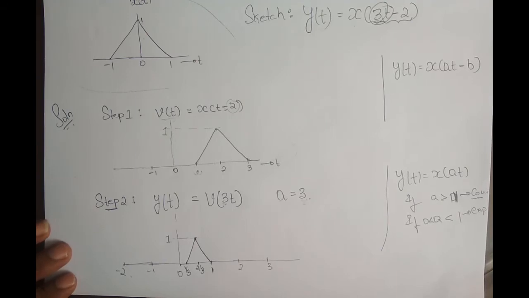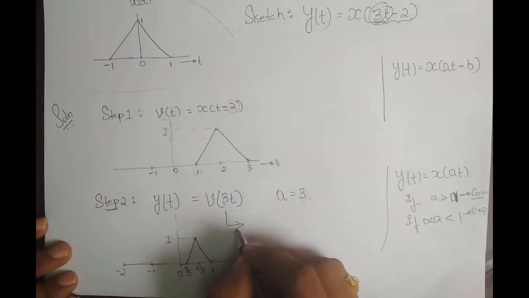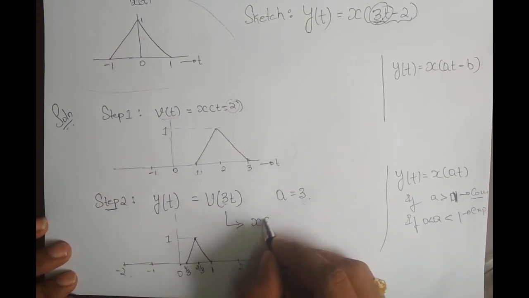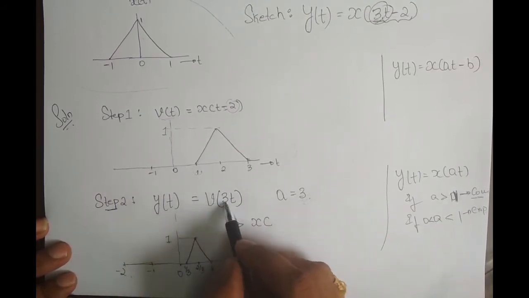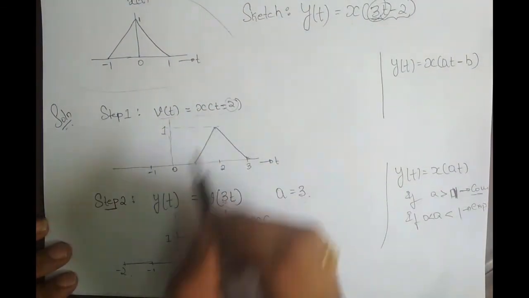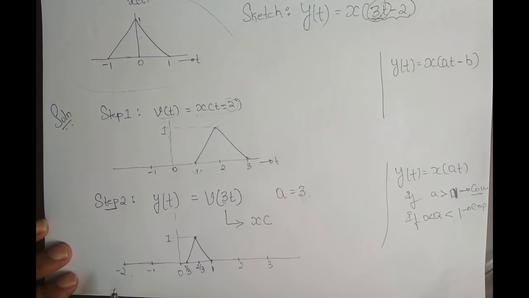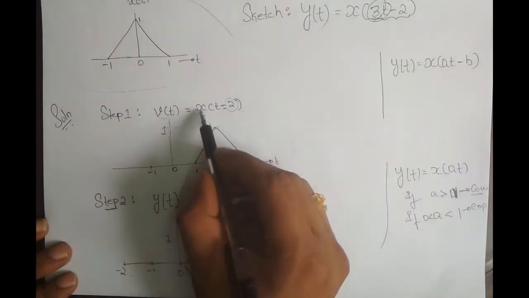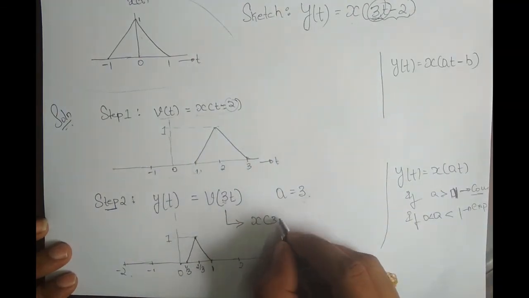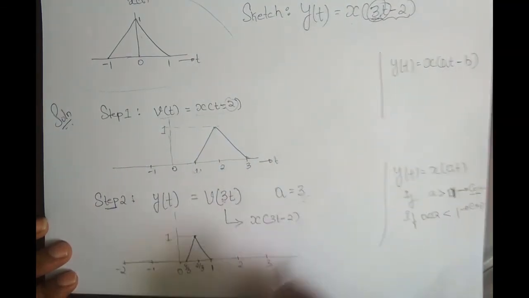Okay. So this is basically the signal x of, so v of 3t, right? Now if I know v of t, what is v of 3t? In the right hand side of this equation, wherever t is there, I have to replace it by 3t, right? So I have x of t minus 2, so t has to be replaced by 3t minus 2, right?